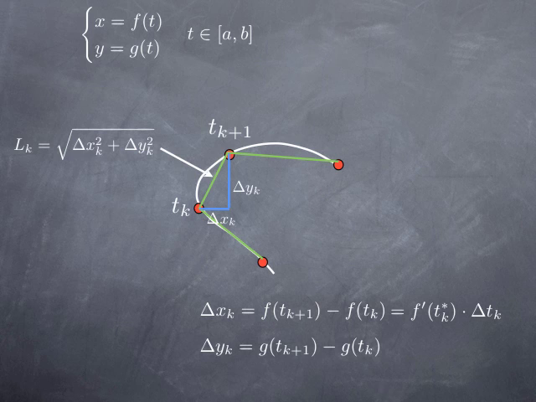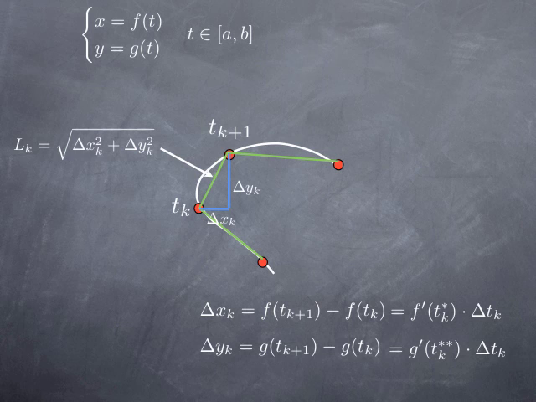And similarly for g, we have the same assumptions, and therefore we can also apply the mean value theorem to the function g on the interval from t_k to t_{k+1}, to the effect that there is another point t_k** between t_k and t_{k+1} where the derivative of g takes the average rate of change of g over the interval as a value, which we can write as delta y_k is g prime of t_k** multiplied by delta t_k.